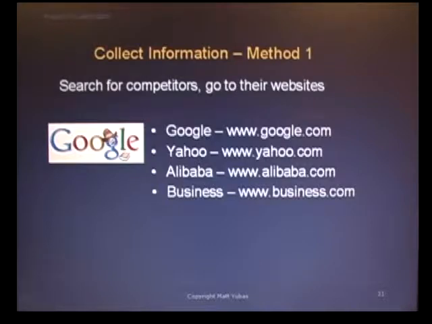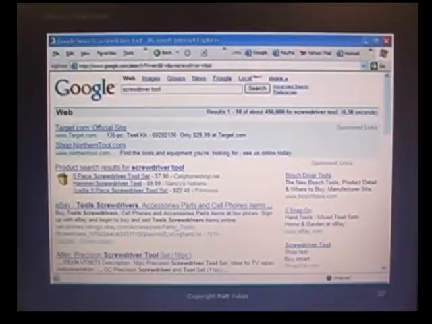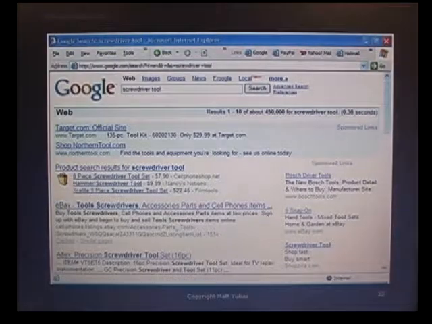Alibaba.com. Business.com, Hoover's again, Patent Office again. You can do some research, of course. So what I would do is I would go, let's say, into Google, and I say, all right, screwdriver and tool. And here, things pop up, Bosch, Snap-on, different types of places where you can find that information. You go to their websites, see what they're doing. How are they trying to market their product? Who are they selling to? Okay?